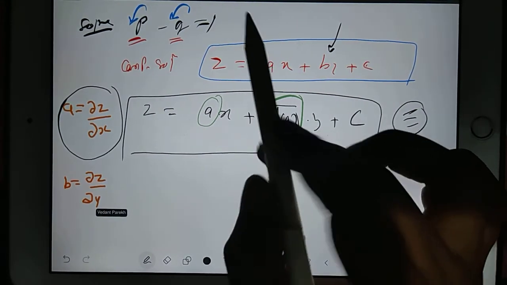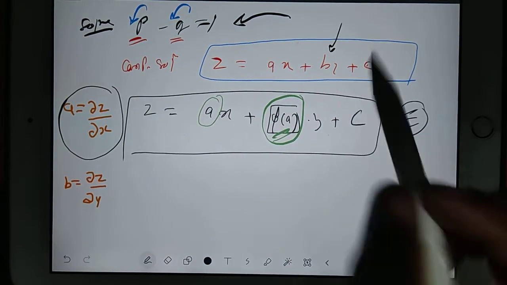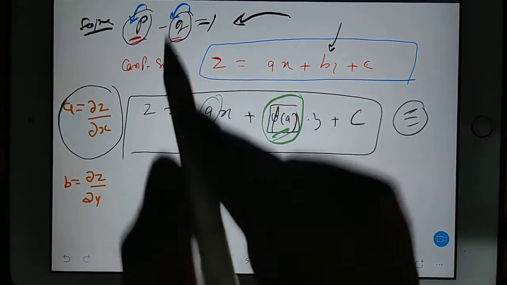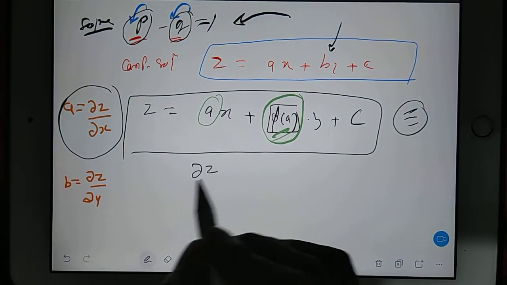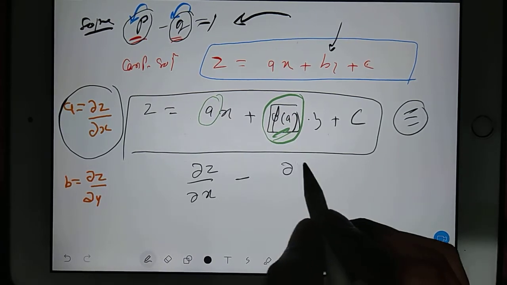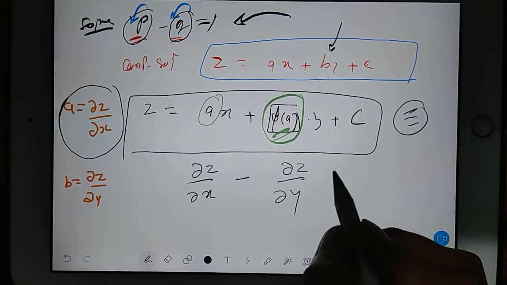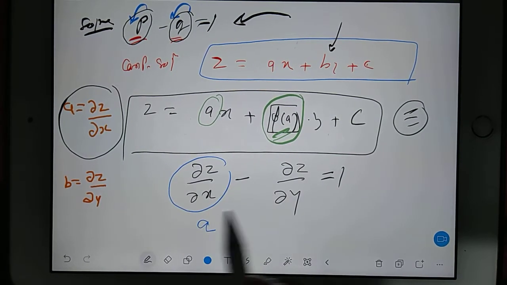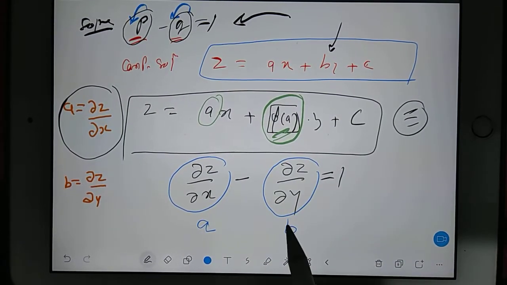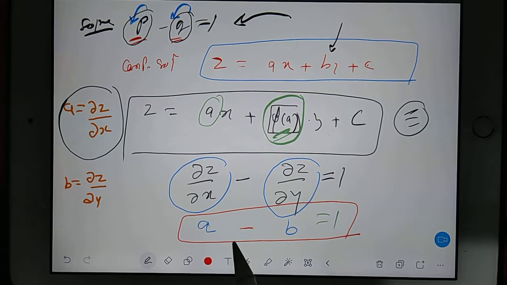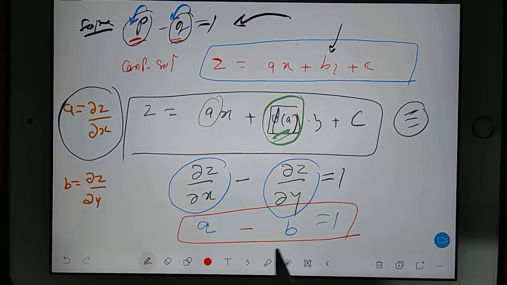You have the parent equation here also, na? This parent equation, what is it saying? This p value and this q value. This p value is nothing but dou z by dou x. I think you guys are being confused. And this q value is dou z by dou y. This is nothing but your a value. This is nothing but your b value. And p minus q is equal to 1 is also given. So this total, you can see here, a minus b is equal to 1.